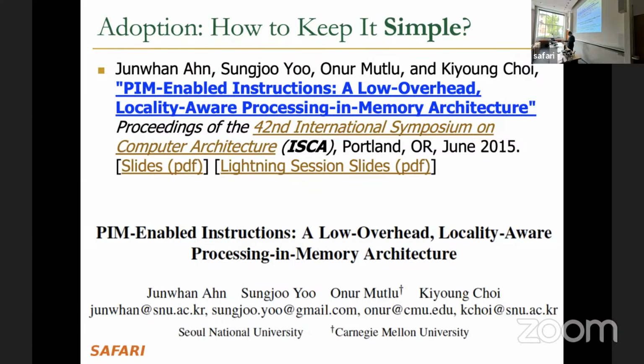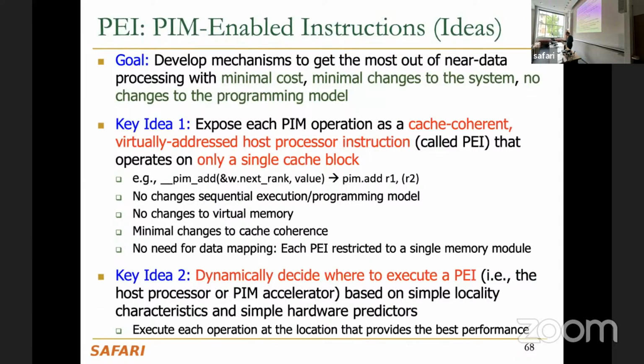And that's the idea in this paper. And I like this paper. Even though maybe its benefits are low, I think the beauty of this paper is really in its thinking and its approach to the problem. Okay, so this is a very busy slide, but basically our key idea was to get most of near data processing with minimal cost, minimal change to the system, and no changes to the programming model. We said basically sequential execution should not change. So whoever programs with sequential execution magically gets some of the benefits of near data processing.